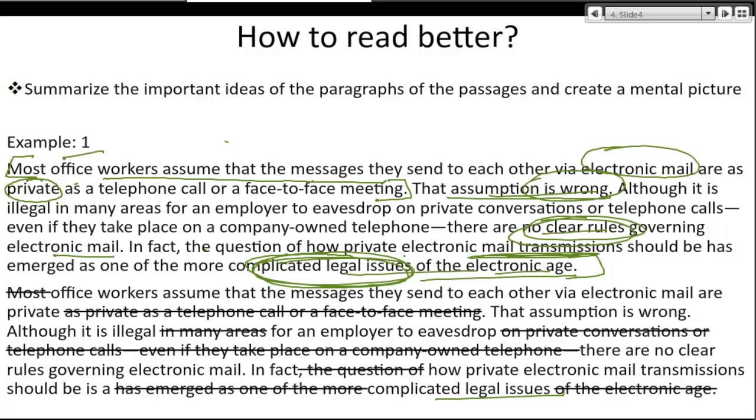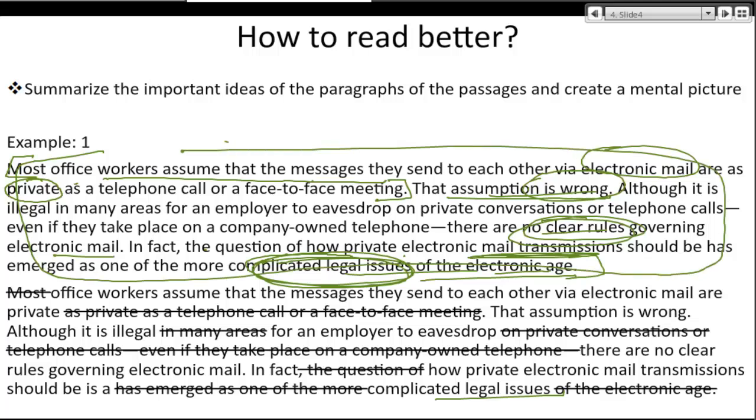So the entire paragraph has been clubbed into 4 or 5 words. And what are those 5 words? That the messages sent are secured, but the assumption is wrong. There are no clear rules, and there are many legal issues pertaining to this. Simple. That is what we mean by simplification. If you don't simplify, if you don't codify, then you would be reading and you would never reach the proper comprehension.